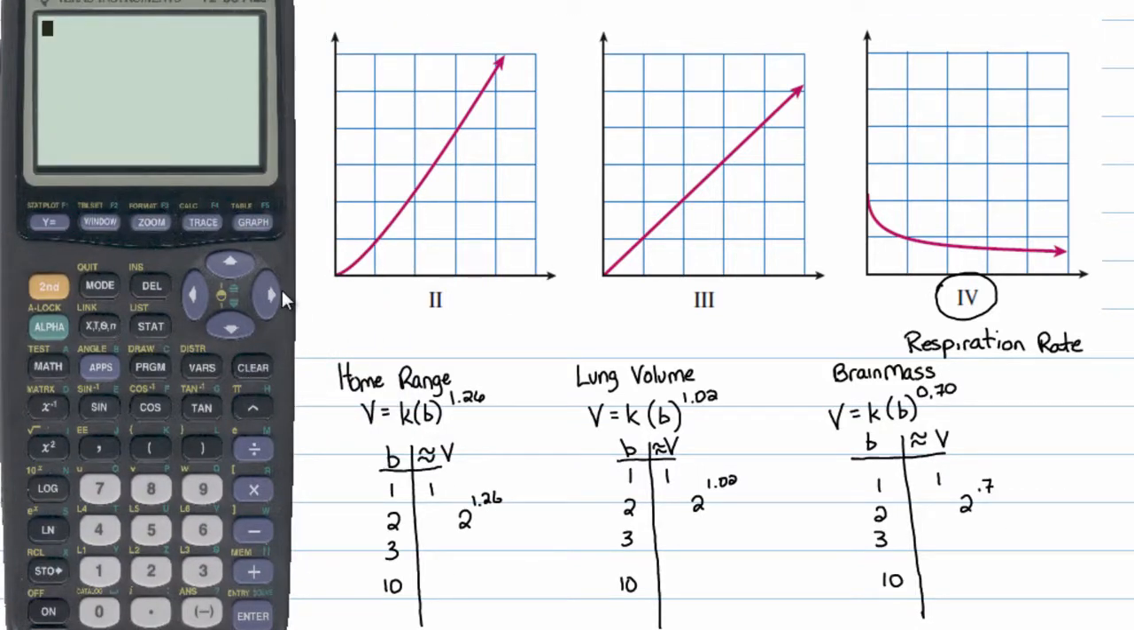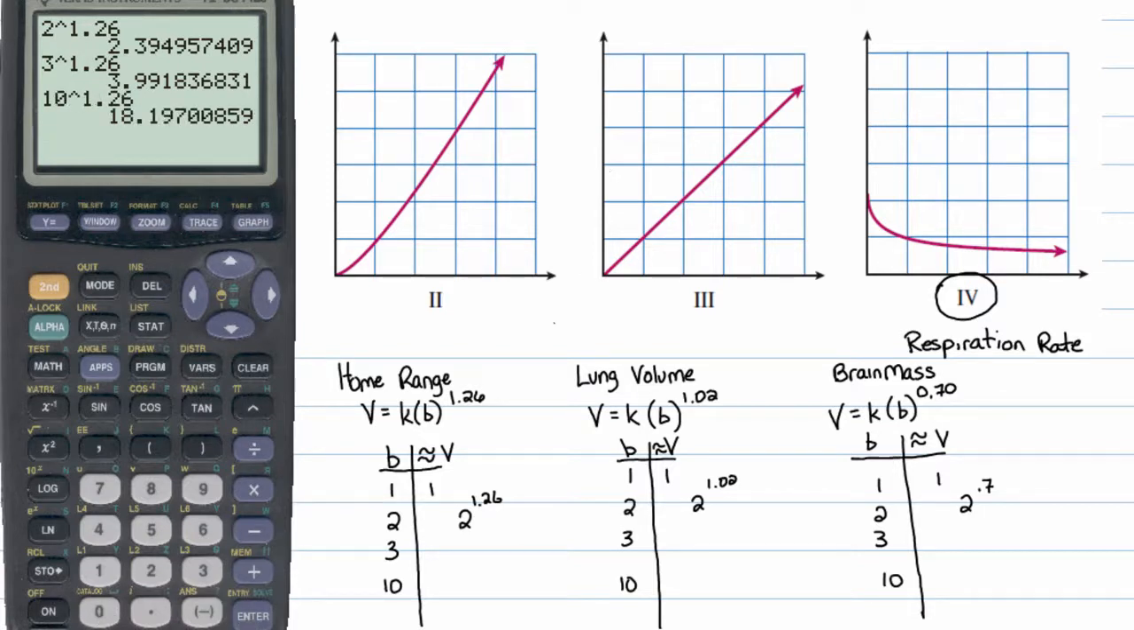And let's see, 2 raised to the 1.26, and then I'll do 3 raised to the same power, so I'll just hit entry and go back here and do 3 to the same power. And then finally, second entry, and I'll do 10 to the same power. There we are.